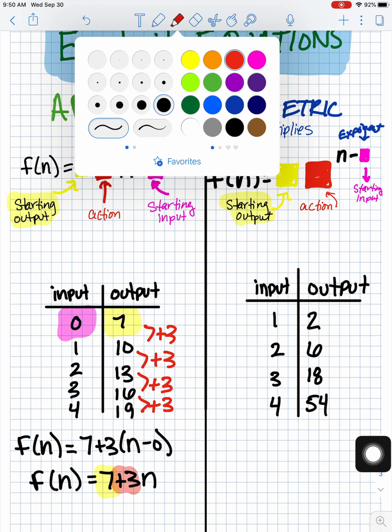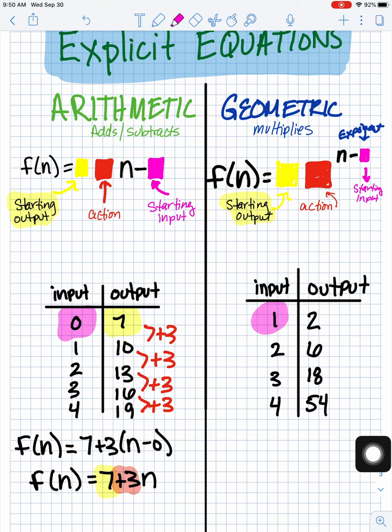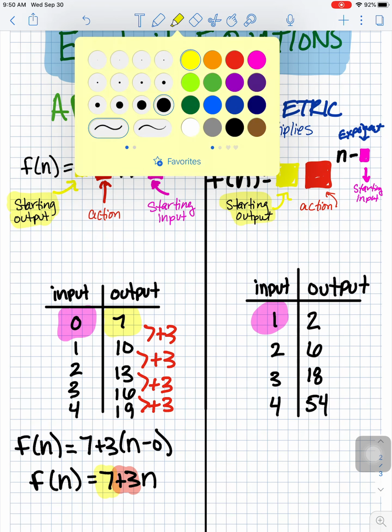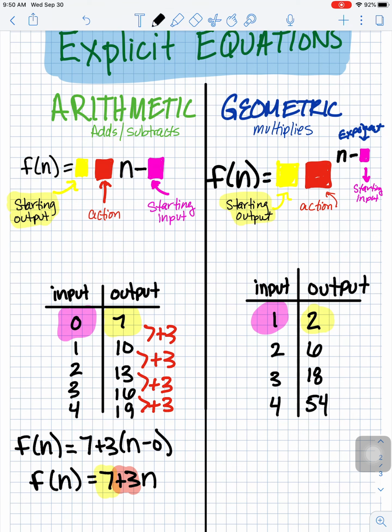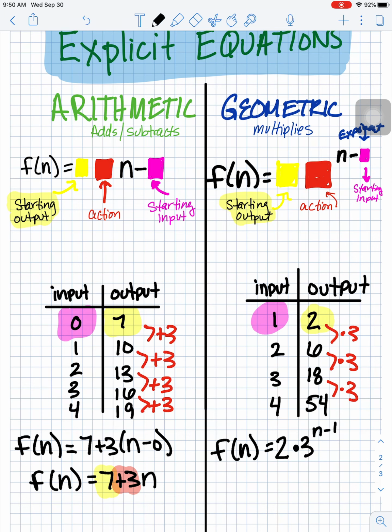My geometric version has a starting input of 1 this time, and a starting output of 2. We just looked at this one. The action was times 3, times 3, times 3. When you repeatedly multiply times 3, times 3, times 3, that's really exponents. So to get to any value, I'm going to start at 2 and multiply by 3, my action, n minus 1 times.